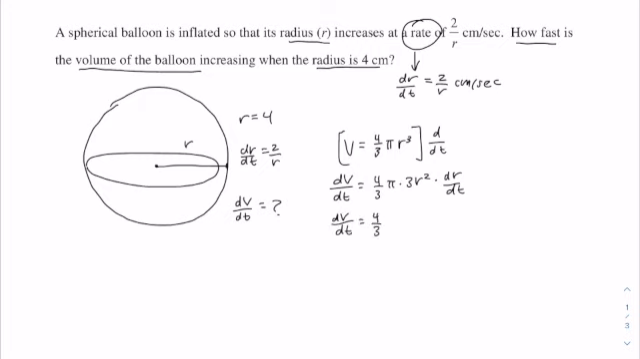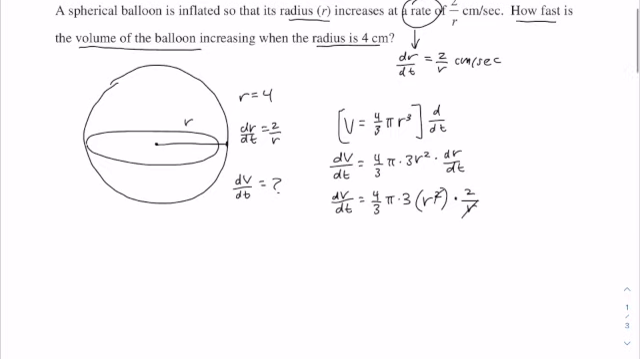We have 4/3 pi times 3 times, so I'm going to leave r as a variable because dr dt has 2 over r. And so we can cancel the r out. And so we can also cancel this 3 out here. So we have 4 pi r times 2. So we have dv dt is equal to 8 pi, and then r is equal to 4. So we have 32 pi. So 32 pi is our answer.